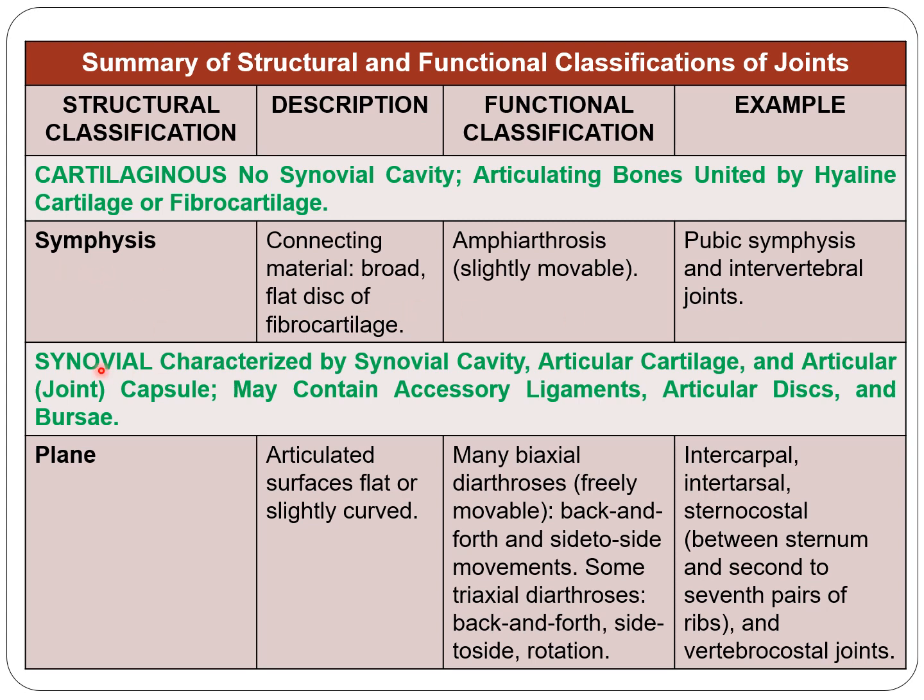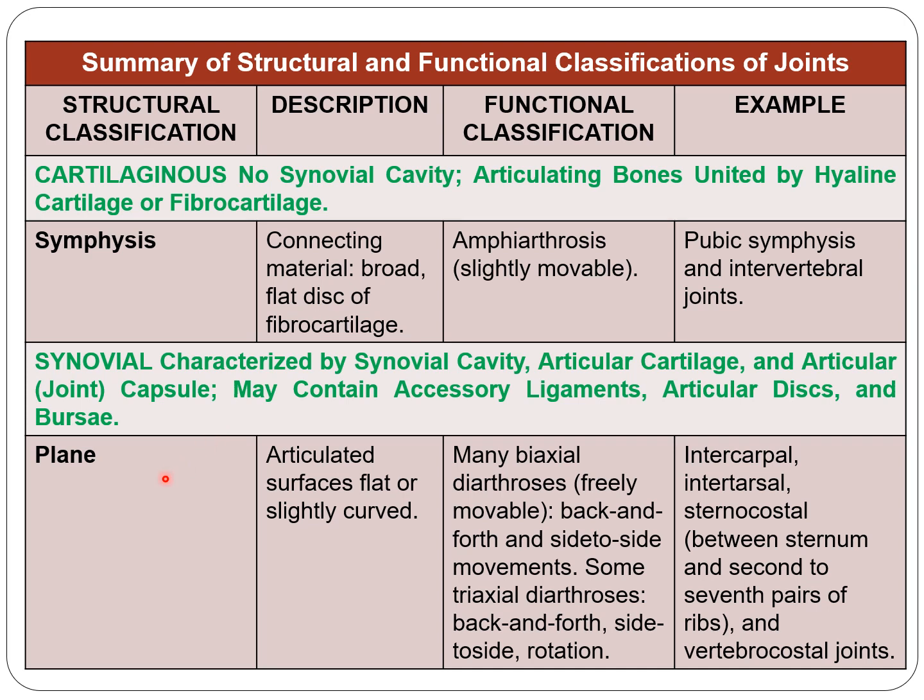Next type of joint is synovial joints. These are very important. They are characterized by synovial cavity, hence the name synovial joints. The synovial joints are characterized by synovial cavity, articular cartilage and articular capsule, and may contain accessory ligaments, articular discs and bursa. These are the characteristic features of all types of synovial joints.